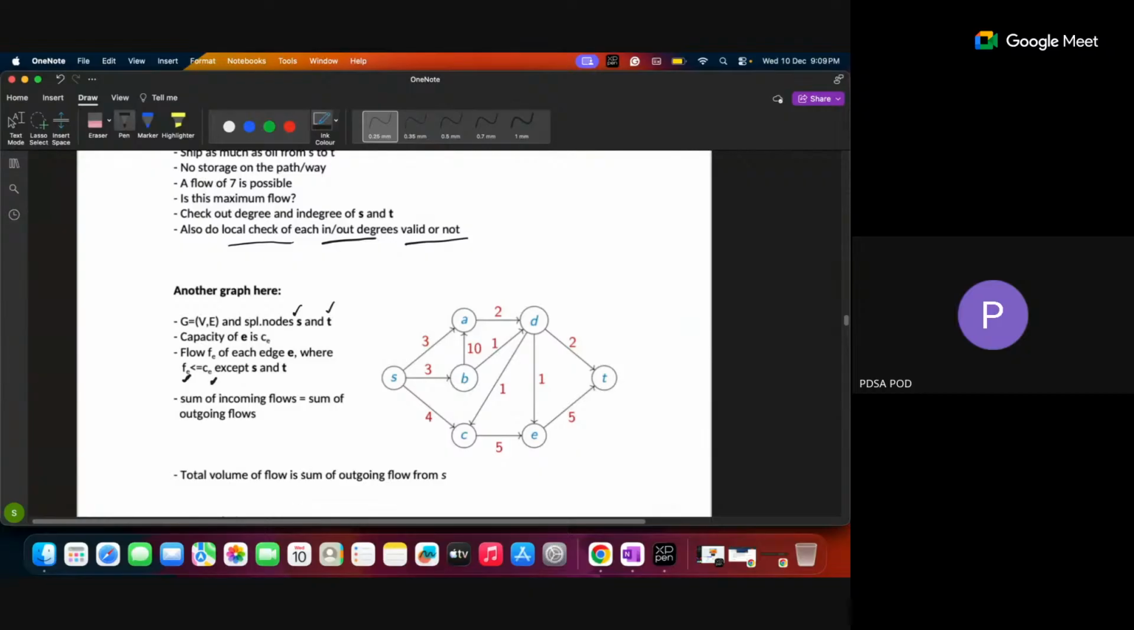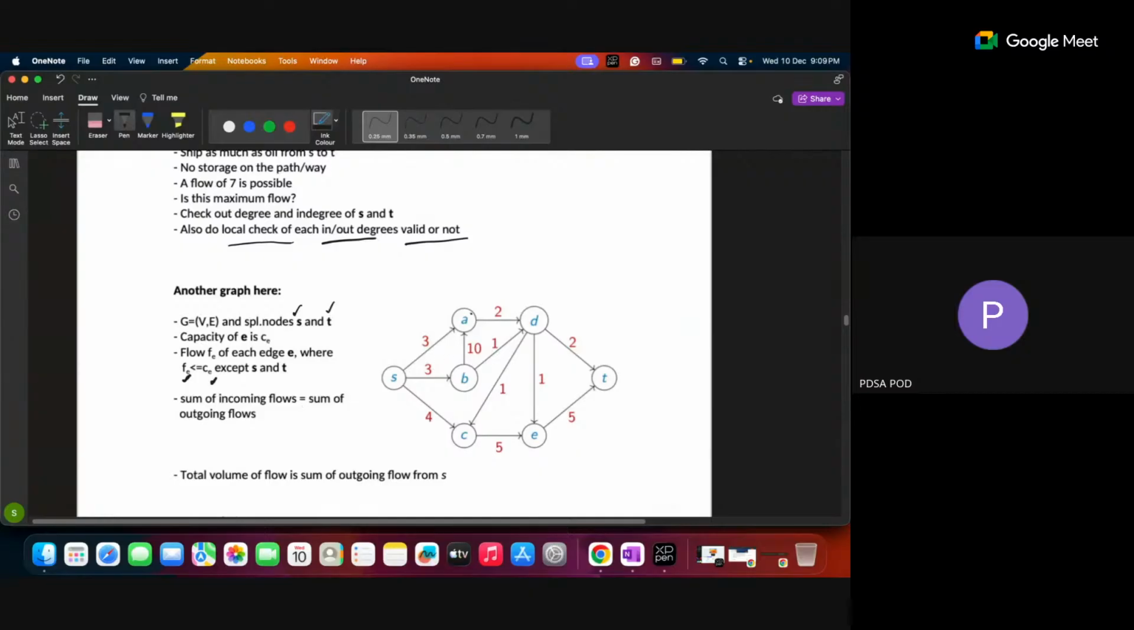But make sure the sum of incoming flows is equal to the sum of outgoing flows. That is more important. If you carefully check it, it works. For example, you can go from S to T by the way S to C to E to T, and you can go from S to B to D to T. It will be correct and more efficient.